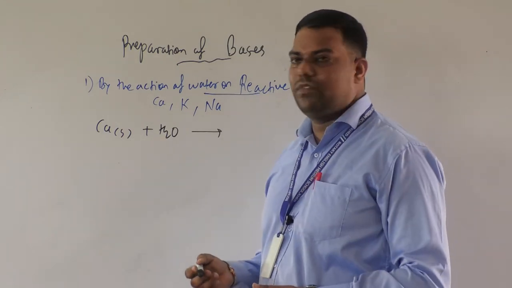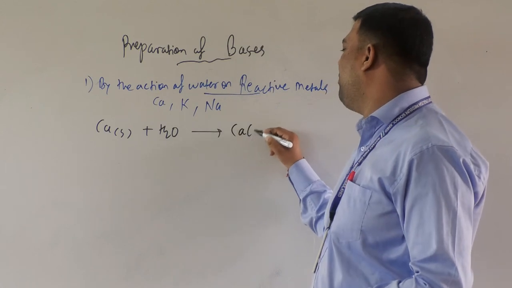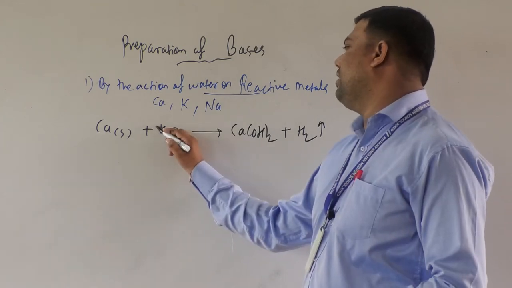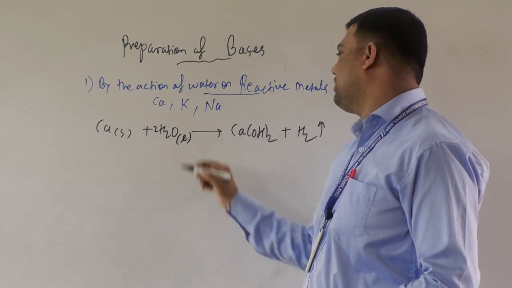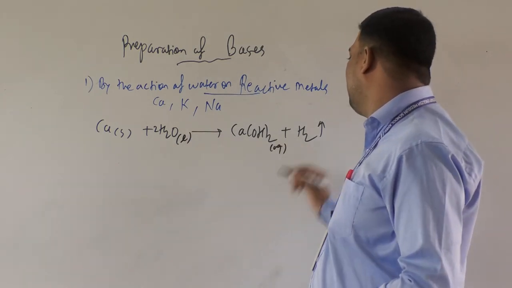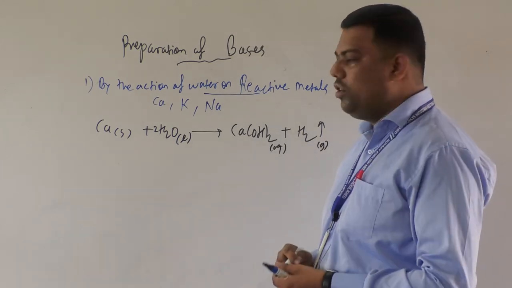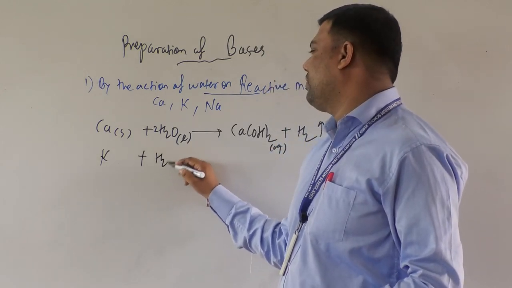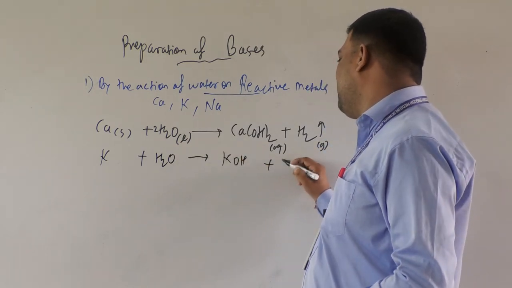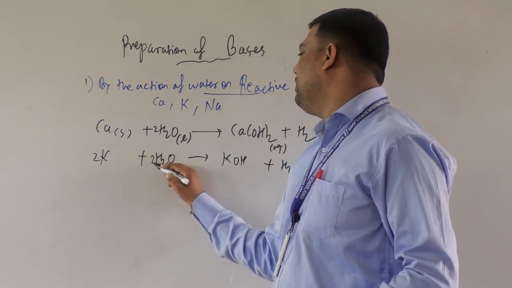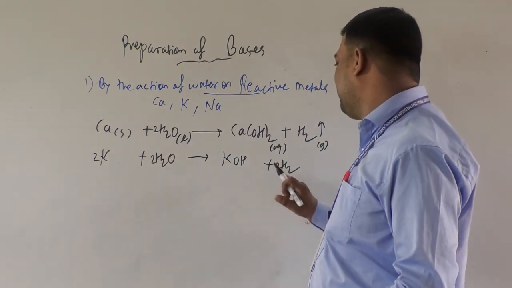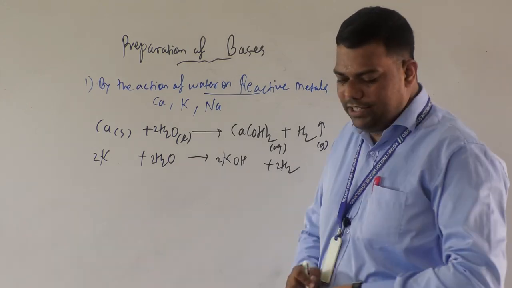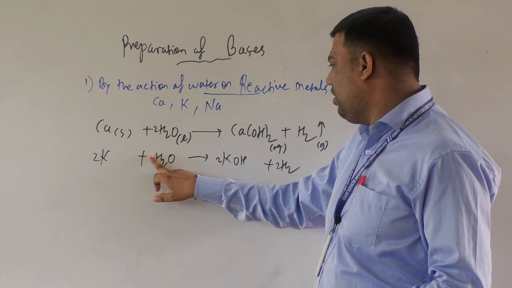Calcium plus water. By the action of water on a reactive metal, you will get a base along with hydrogen gas. You have to balance this reaction. Take 2 here, and our reaction is balanced. These are aqueous, and this is gaseous. Then complete this reaction with potassium: KOH plus H2. For balancing, we take 2K.